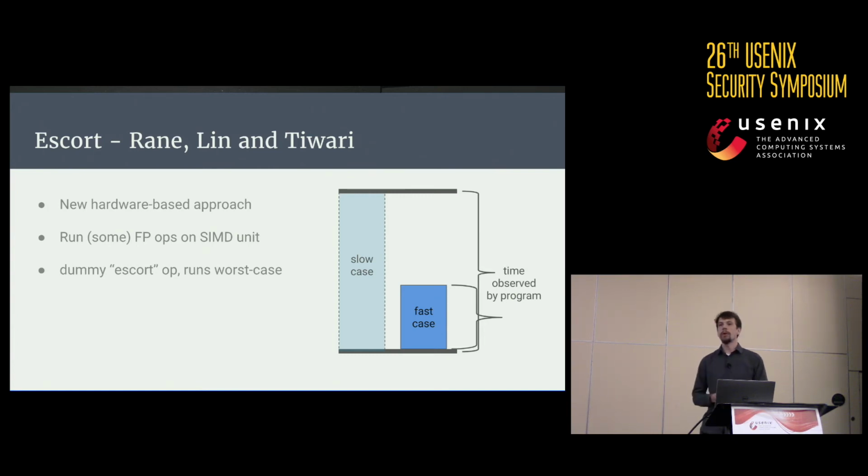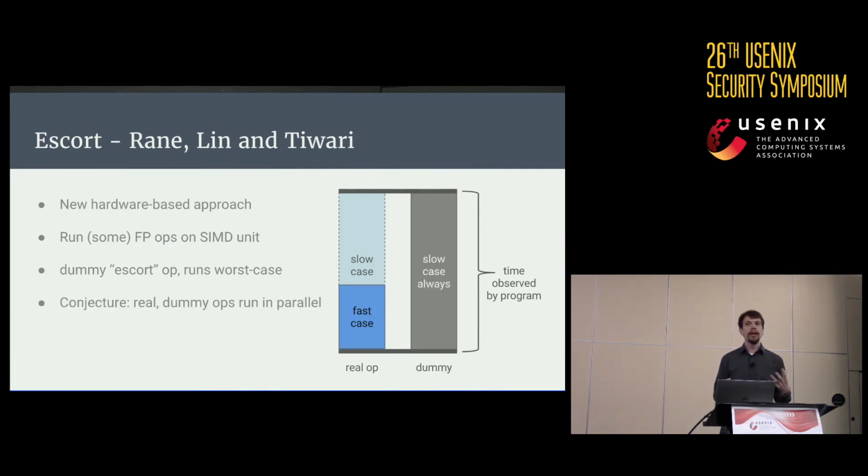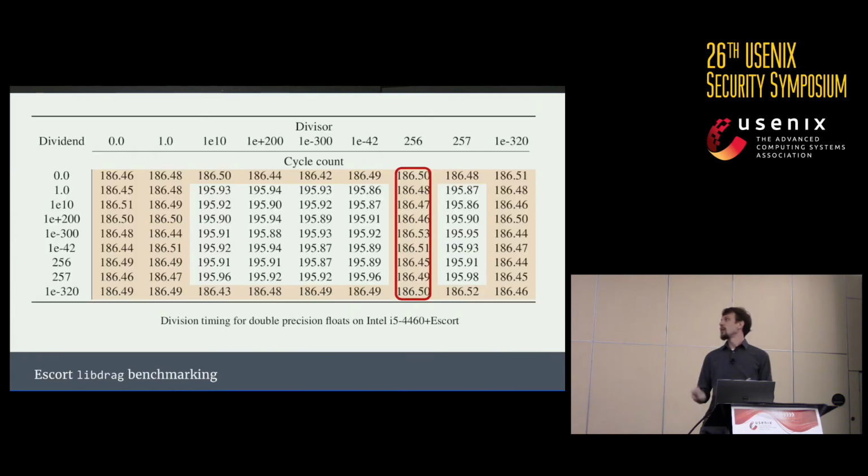And the hope here was that we were going to be able to obscure the runtime of the real floating point operation, so it wouldn't be this fast case or slow case. And we'd be able to do that by constructing a dummy operation and escorting it through the SIMD instruction. So the slow case would always occur. The program would always see the slow case occurring since everything occurs all at once. And this works if these operations run in parallel. So we got a hold of the code with some work with the authors, and we benchmarked it. And it didn't come up quite as we hoped.